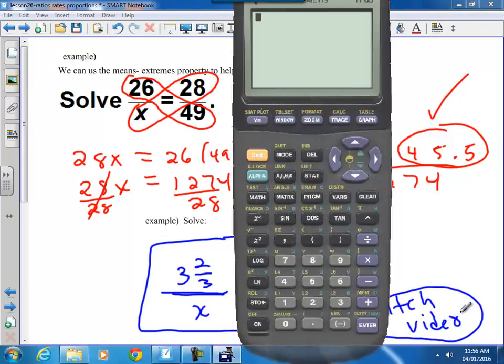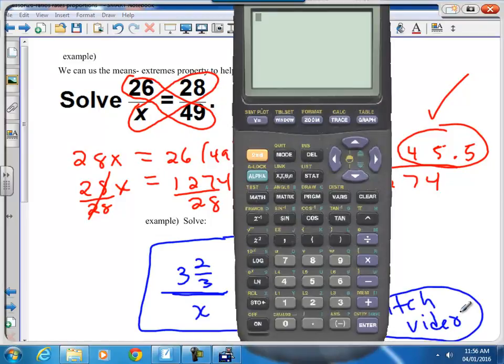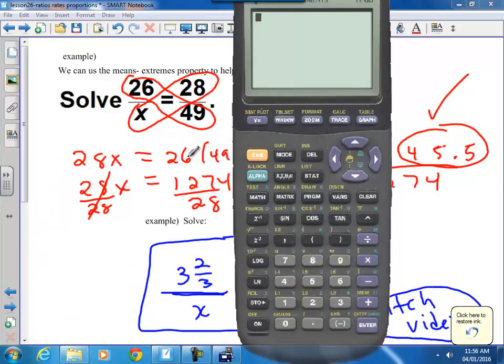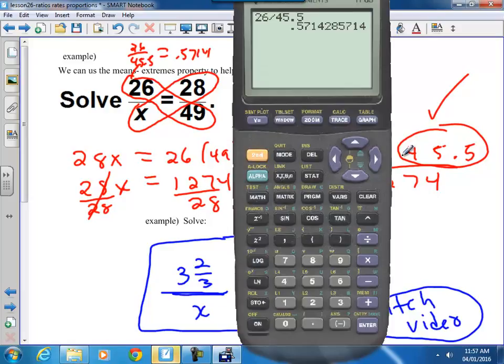If I claim that the answer is 45.5, know that I can take 45.5 and check. Store it back in. And I'm just going to do a quickie check on the calculator just for time's sake. So 26, let's test it out. 26 divided by 45.5 is, okay, 0.5714, I'm just rounding. So let me say it like that. 26 divided by 45.5, that led us to 0.5714.